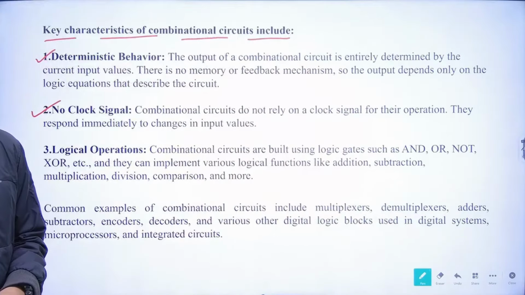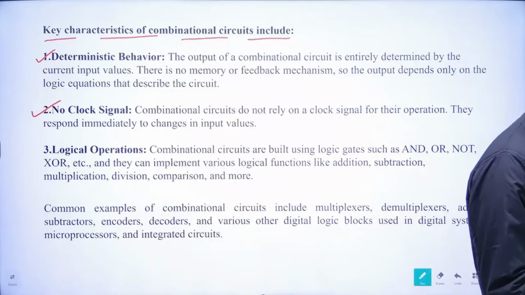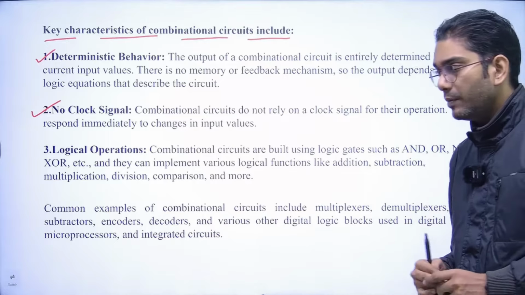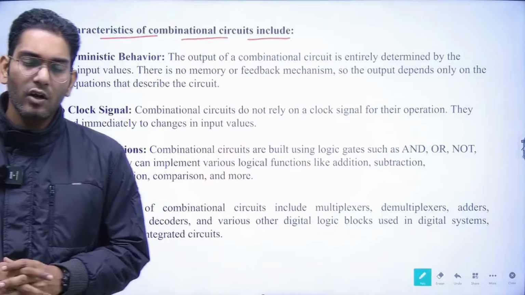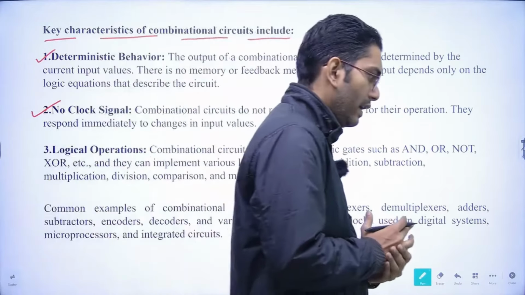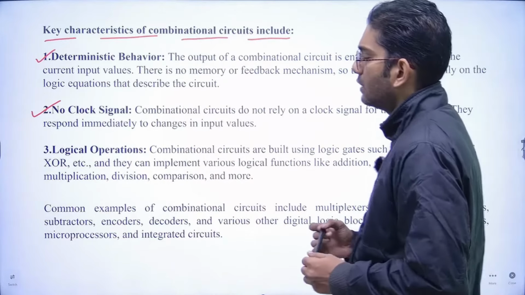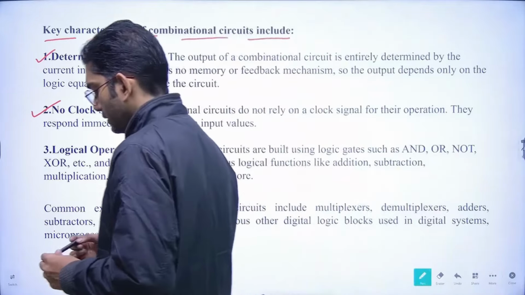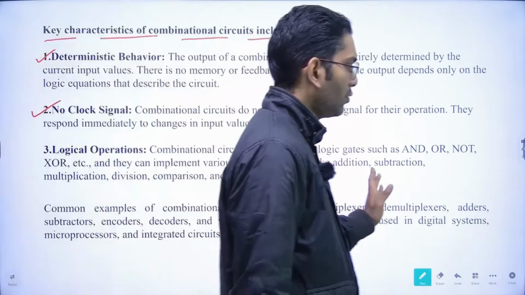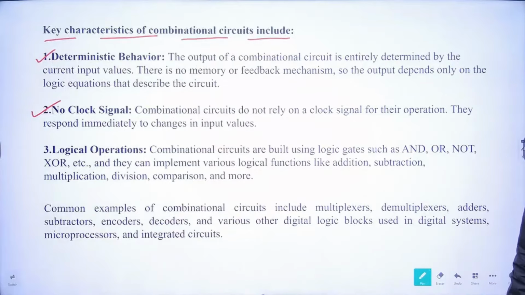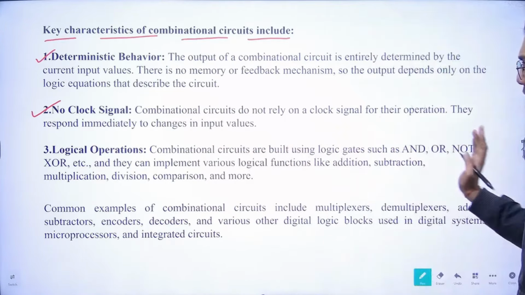They respond immediately to change in the input values. It means that in combinational circuits, a clock signal is not required. For generating the output, the clock is not required, and the output changes as soon as the input applied to the combinational circuit changes.